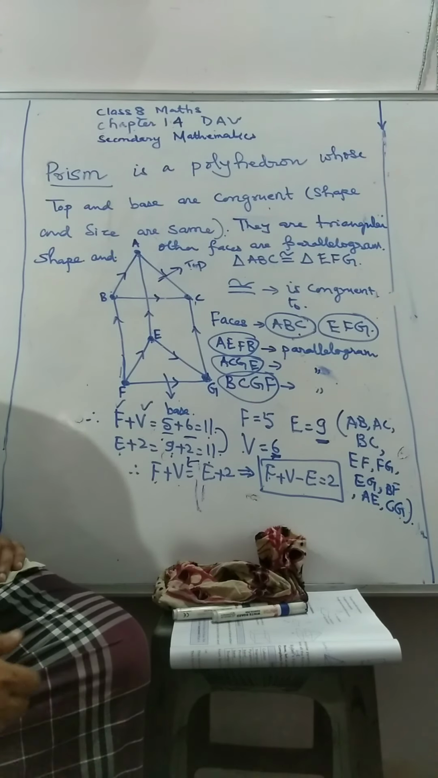What is the Euler formula? I think in all these cases, polyhedron, cuboid and prism, we have discussed the Euler formula. In the Euler formula, the number of faces plus the number of vertices minus the number of edges is always equal to 2. This equation is known as the Euler formula.